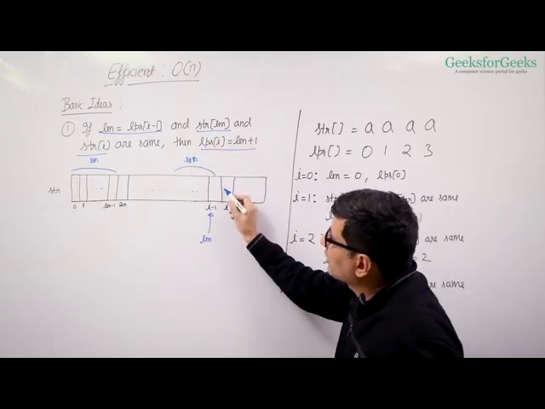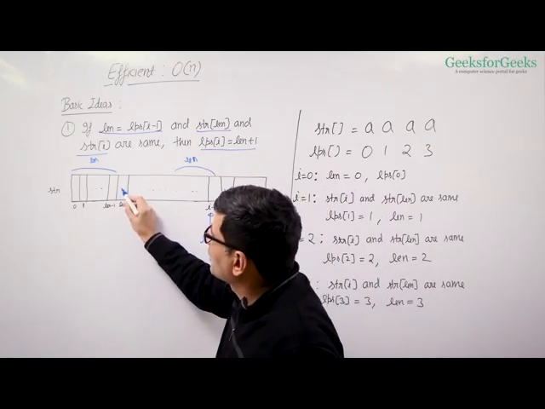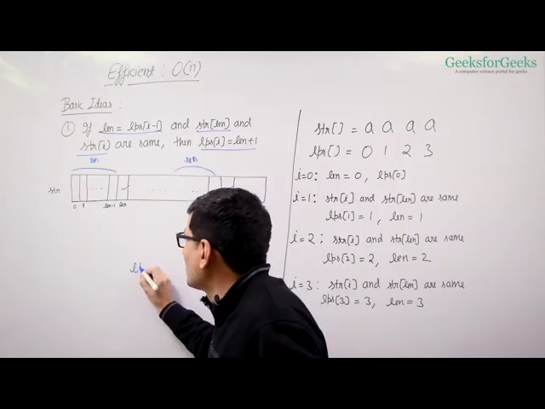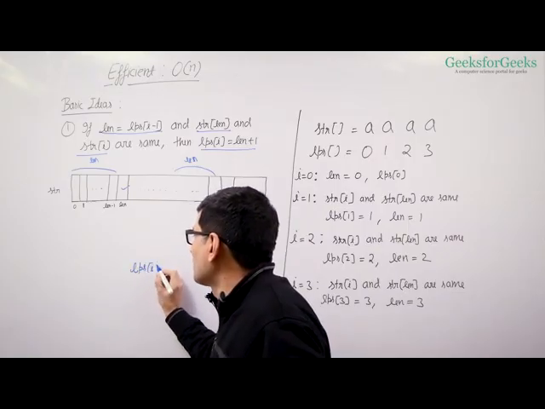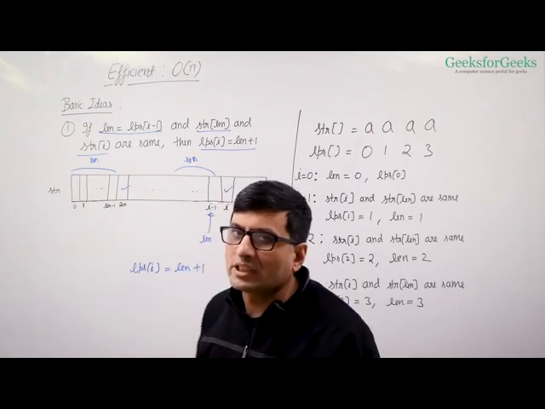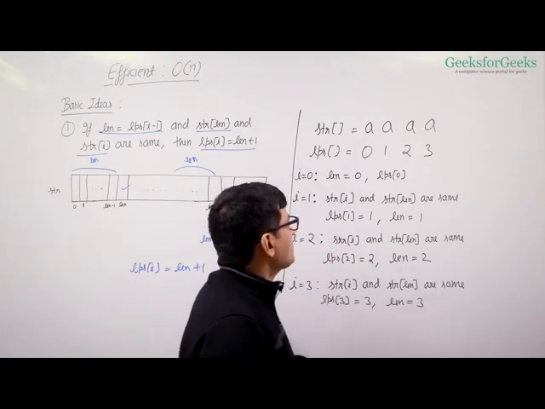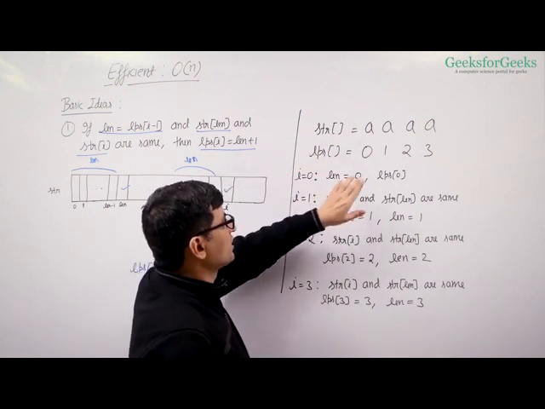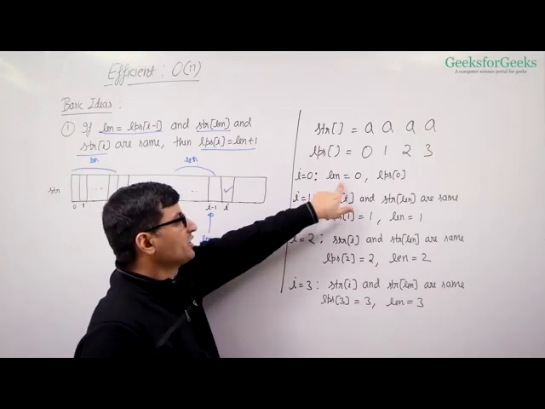Now this character and this character are also the same. It means your LPS of I is length plus 1. We can simply increment the length by 1. Let's understand this with this example. See, LPS of the 0th character is always 0. So our length is initially 0.